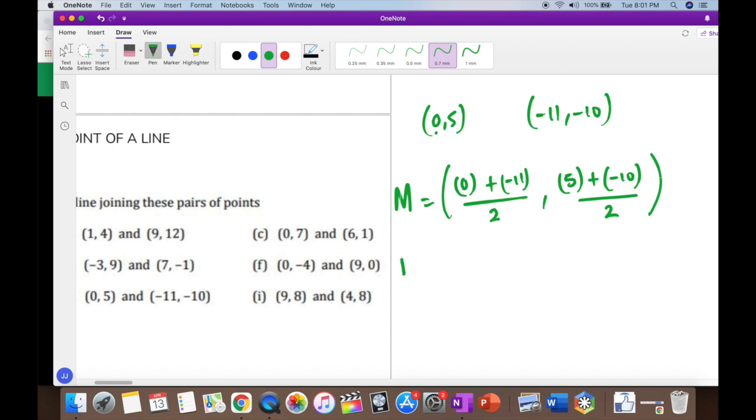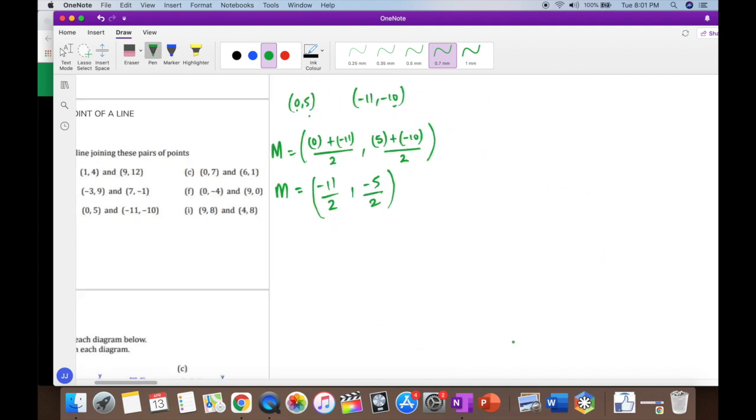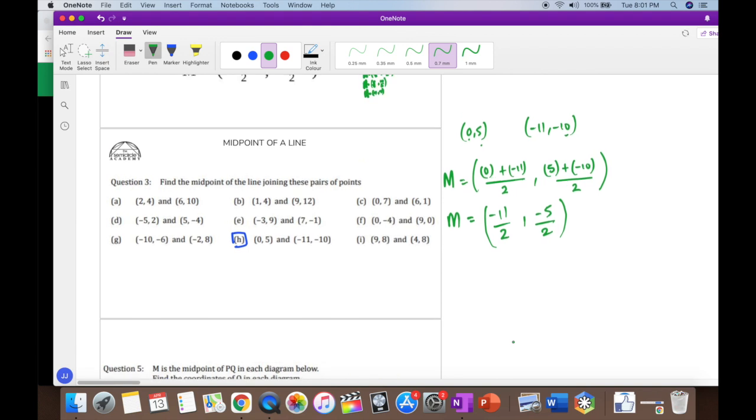And so the midpoint here now, did I do that correct? Y is 5, negative 10, x is 0, negative 11. So the midpoint is just simply negative 11 on 2, and 5 minus 10 is negative 5 on 2. Shizay, you got that? Yes. Alright, better. Alright. So that's it for today, guys.